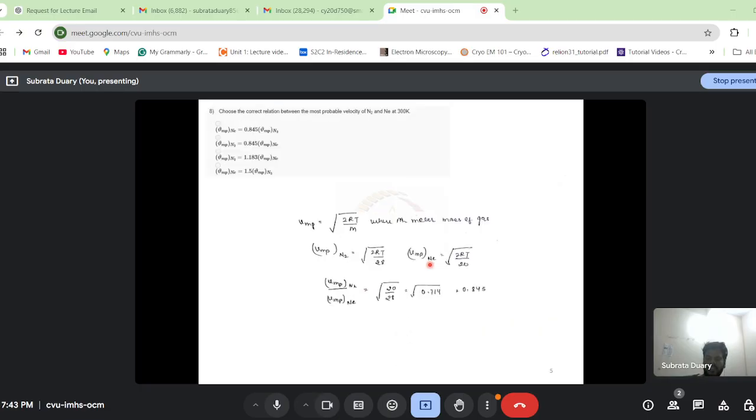Now you come to the concept of most probable velocity, and I have made some questions for this: if there is an increase in mass, or higher mass isotopes, then you will get a lower value of most probable velocity.